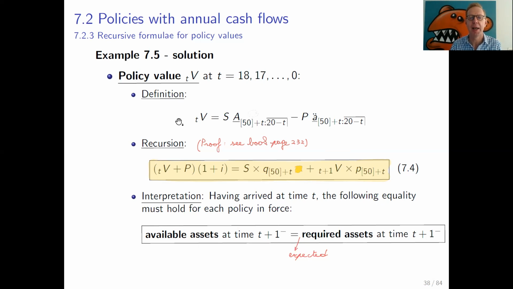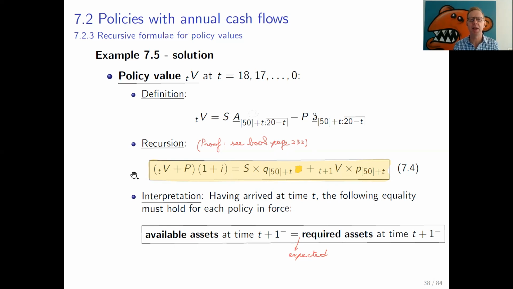This recursion can be rewritten, and for a proof of that, have a look in the book at page 232. We can rewrite this formula in the following way: Vt plus P multiplied by 1 plus i is equal to S times q plus Vt plus 1 times p.